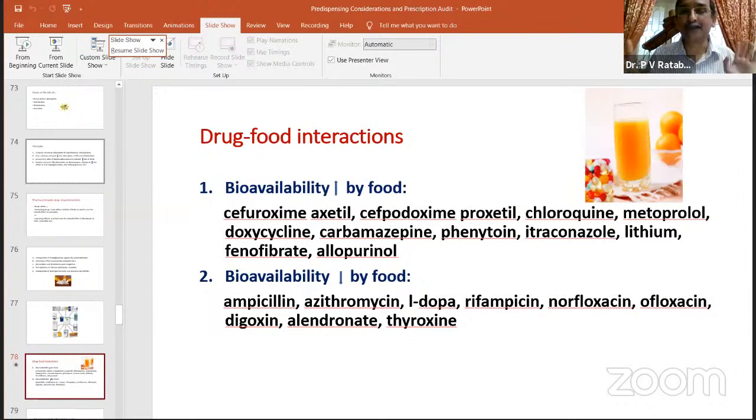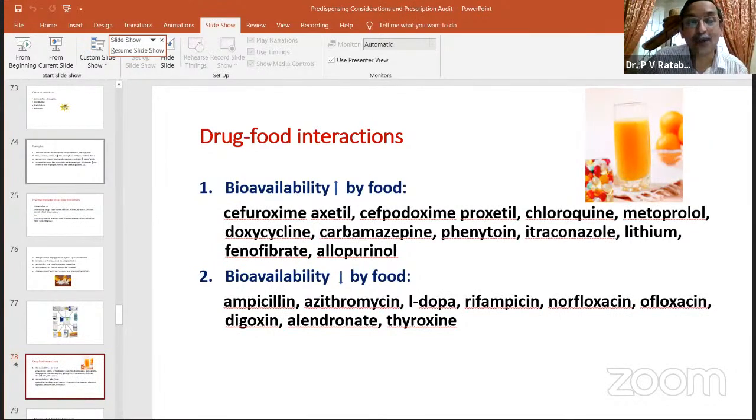Bioavailability increased by food. If the patient is put on any one of these drugs, you can always tell the patient that you have to take this on a full stomach, because the doctor might not have told. Cefuroxime axetil, cefpodoxime proxetil, chloroquine, metoprolol, doxycycline, carbamazepine, phenytoin, itraconazole, lithium, fenofibrate, allopurinol. These are common drugs where bioavailability is increased by food, so they have to be taken on a full stomach. So please counsel the patients to take this on a full stomach.